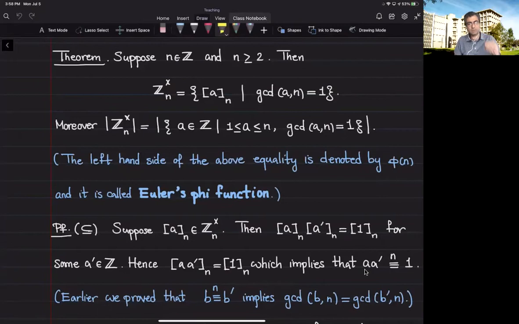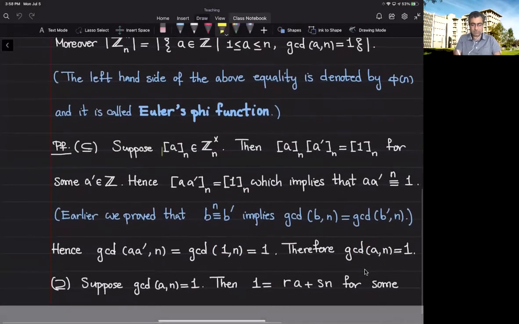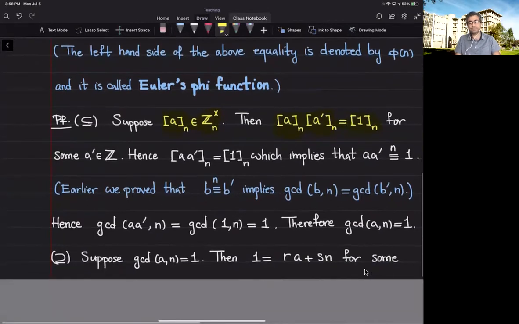Okay, so suppose I give you a residue class and I tell you that it is a unit. What does that mean? This means that this residue class times some other residue class that we don't know what it is ends up being the residue class represented by 1. Now, by definition, the product of these two residue classes is the residue class that's represented by the product of these two integers A and A prime.